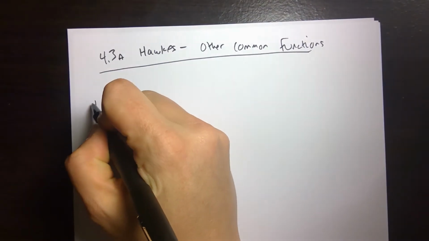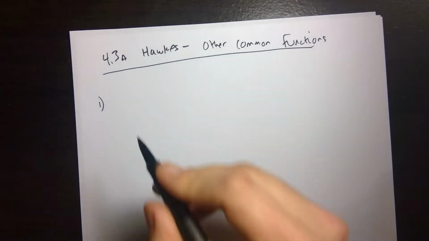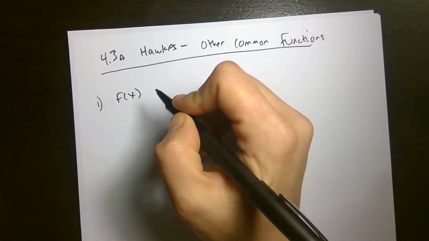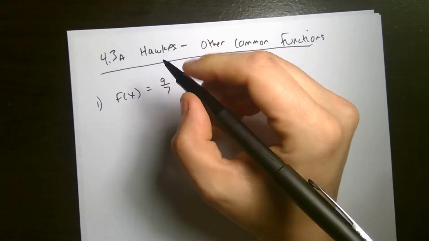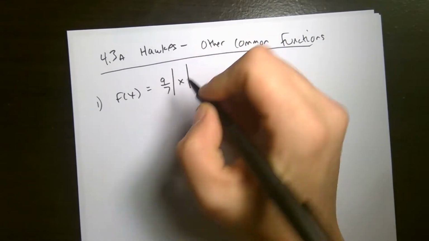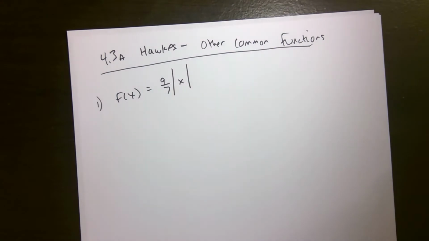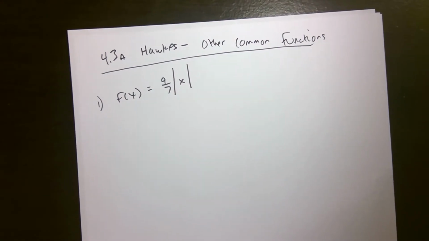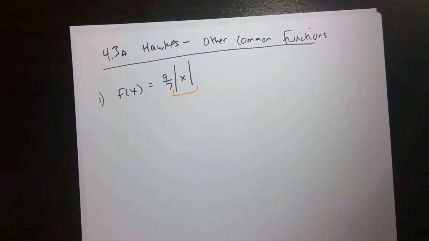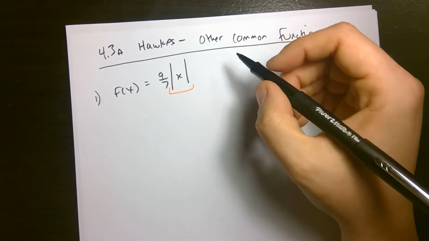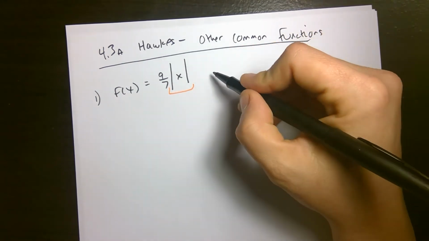The first problem that we're going to take a look at, we get a function f of x equal to 9 over 7 times the absolute value of x. In Hawks, they're going to ask you a couple of things. We have to look at this and know which parent function we're dealing with, and in this problem, it is the absolute value. So I'm going to jot a few notes down for the first problem.